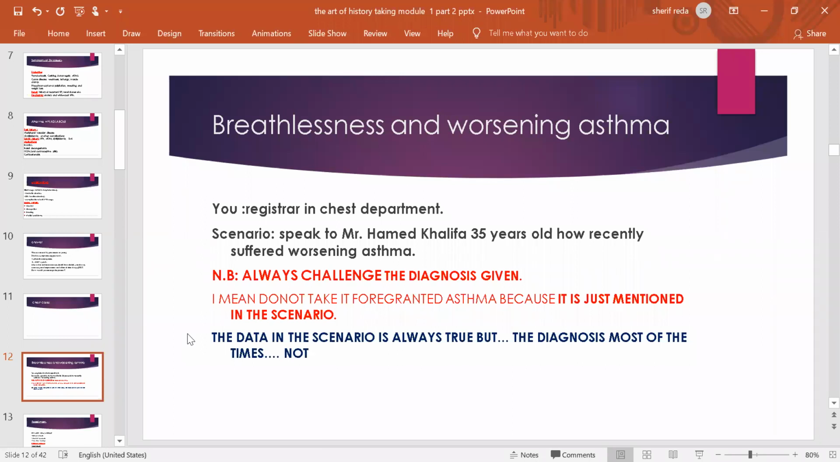First, you identified your role: you are a registrar in the chest department. So first you have to greet the patient. Good morning, good morning Mr.